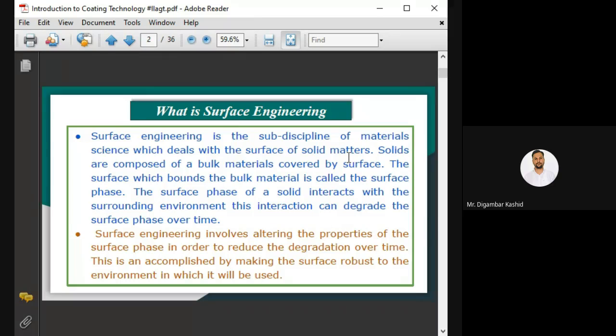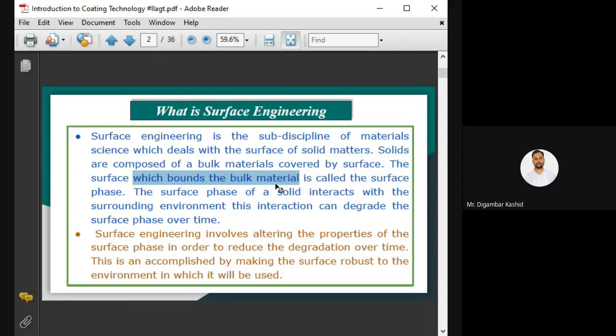Now, solid means what? Solids are composed of bulk material, which is covered by the surface. The surface which bounds the bulk material is called the surface phase. All these basic terms I am telling so that you get knowledge about coating technology, starting from surface engineering.